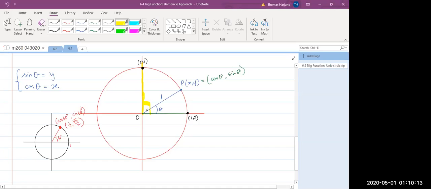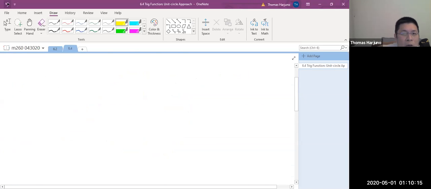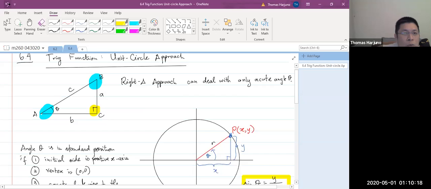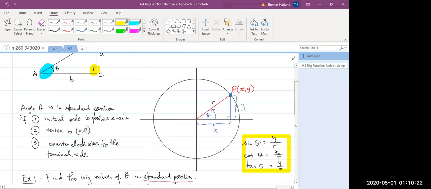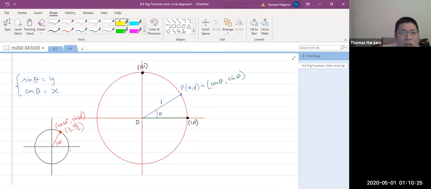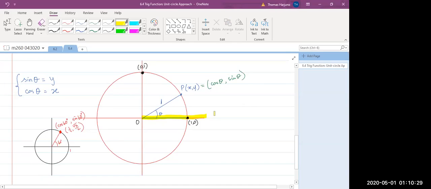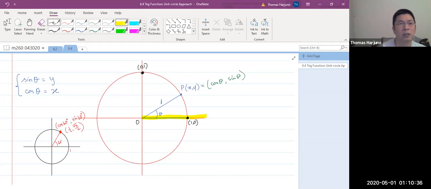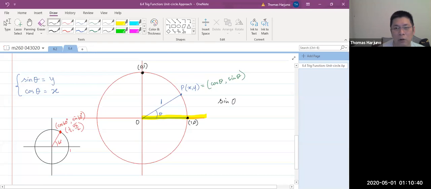Okay. Now, going back, what is the angle associated to this side? That's 0 degrees, right? Okay, that's 0 degrees. So sine 0 degrees and cosine 0 degrees equal what?